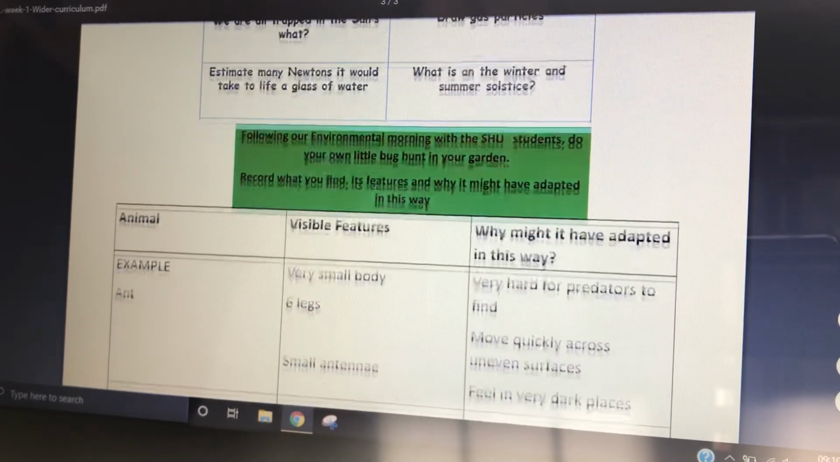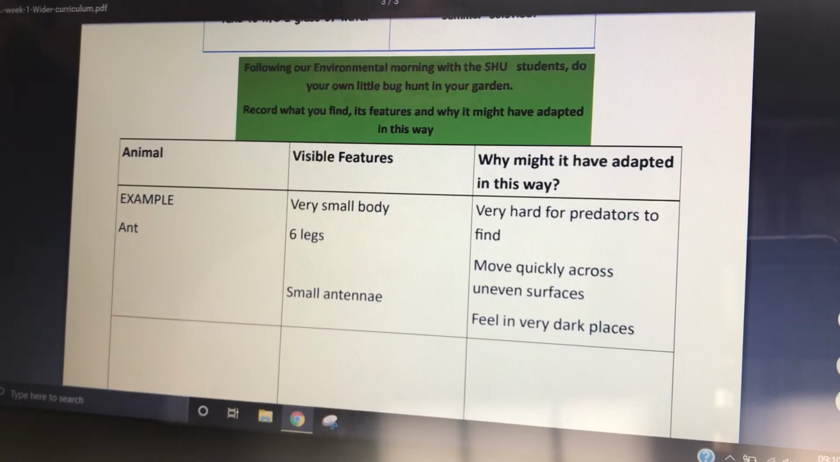So, your little task. Annoyingly, it looks like it's going to be the least sunny of the week. So, I've asked you to go outside. Linking to when the Sheffield Hallam students came in, they got you to do a little bug hunt in school. It was amazing. We found massive centipedes and huge spiders. But what they were actually coming to do was talk to you about features of animals, their habitats, and actually how they've adapted in these biomes and the mini habitats that they live in.